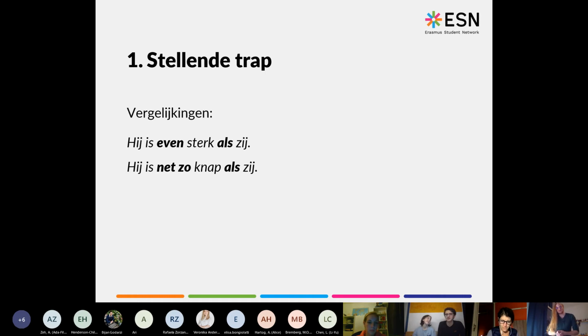Or you can use net zo. So even or net zo. Hij is net zo knap als zij. He is just as handsome as she is. But in both cases you use als. So if you see als, it's not always the case, but in a comparative sense, it means they are just the same. It means as here. Als can also mean if in other cases, but not in this case. We'll get to that in the second half of this lecture.